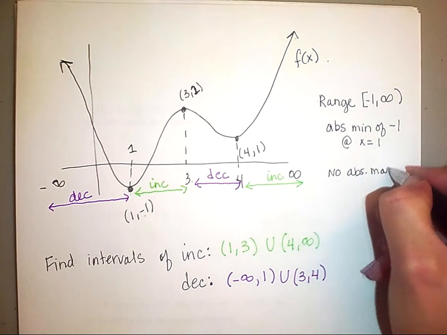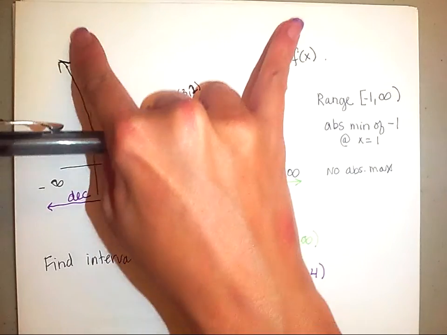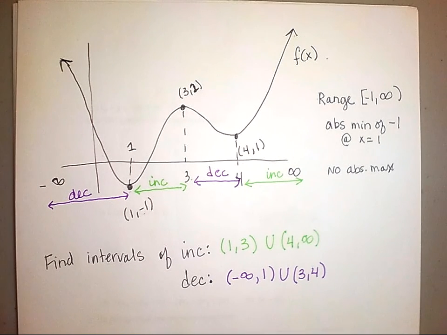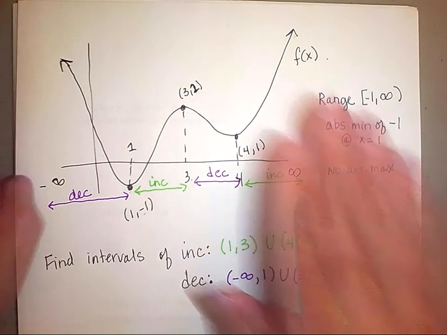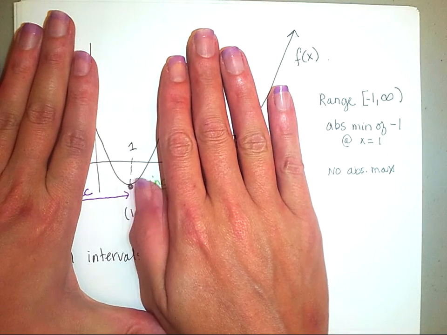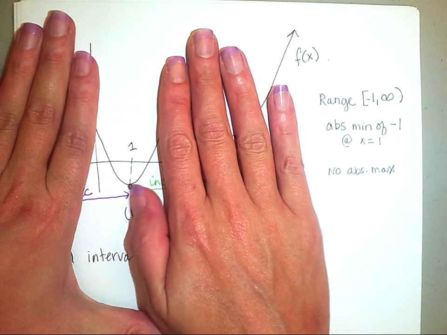Well, let's talk about this. It has an absolute minimum here of -1 at x equals 1. On the other hand, there is no absolute maximum because the function will go on forever. Okay, so we don't ever say infinity is an absolute maximum.